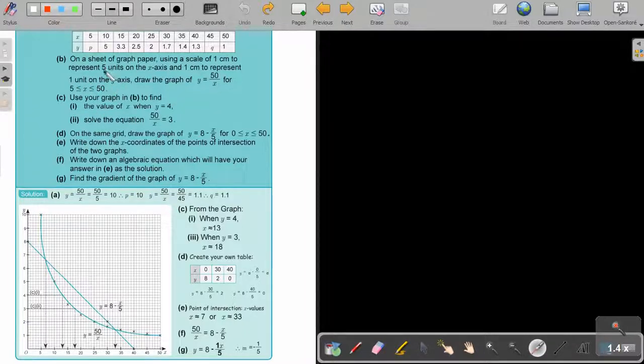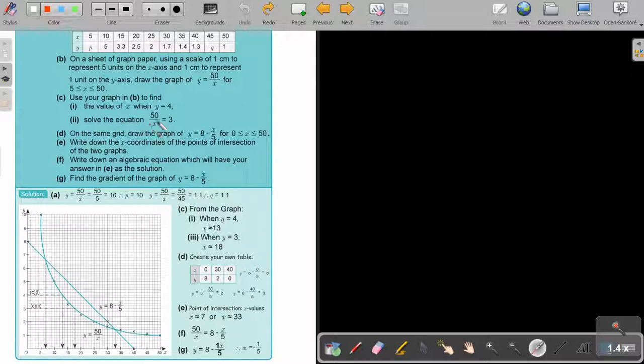It's every centimeter. So on a sheet of graph paper, using a scale of 1 centimeter to represent 5 units on the x-axis, so every centimeter is 5, 10, 15. And draw the graph, and 1 centimeter represents 1 on the y-axis. Okay, so draw the graph of this. Use your graph to find the value of x when y is 4: go to y at 4, where it cuts, go really down, 13.